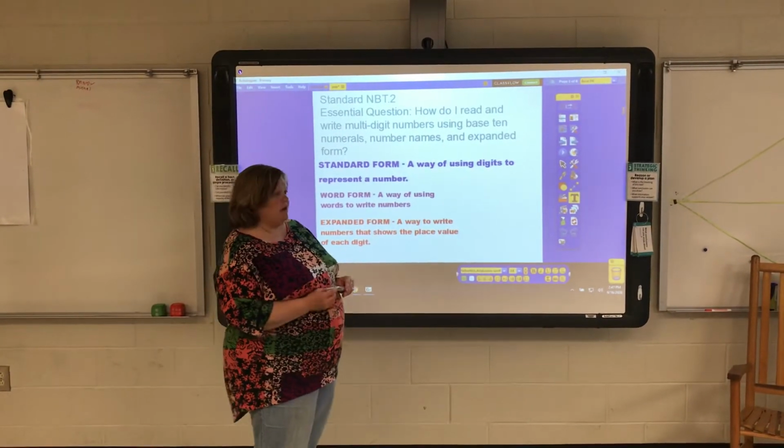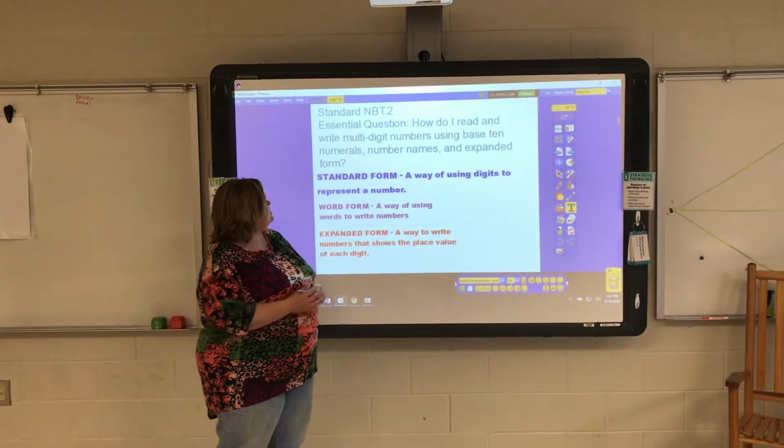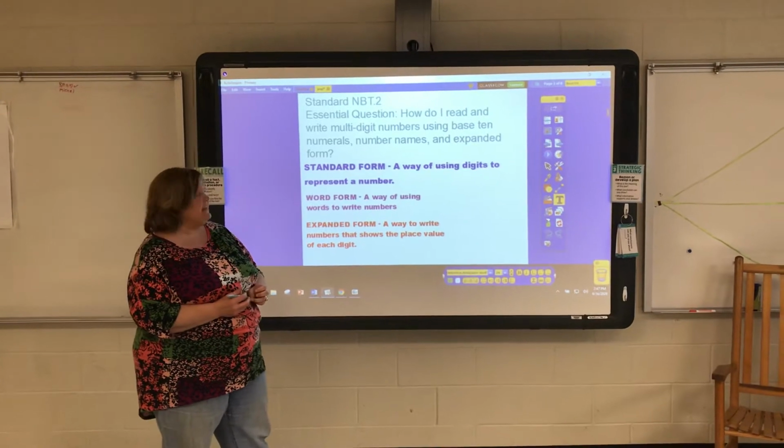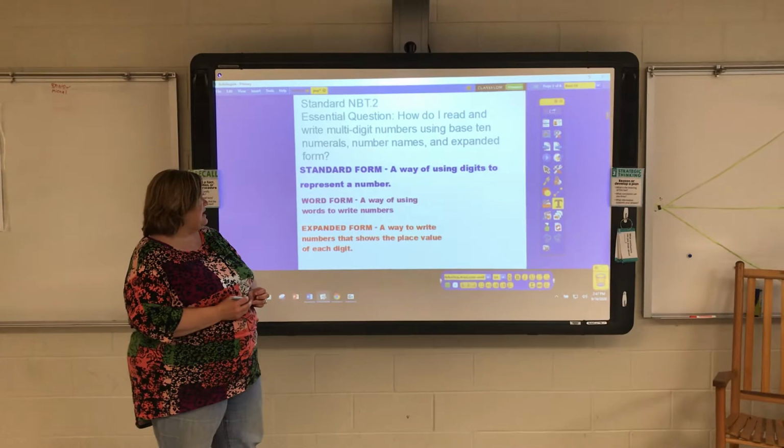Right now we're working on place value, and we're going to focus on the essential question: how do I read and write multi-digit numbers using base 10 numerals, number names, and expanded form?